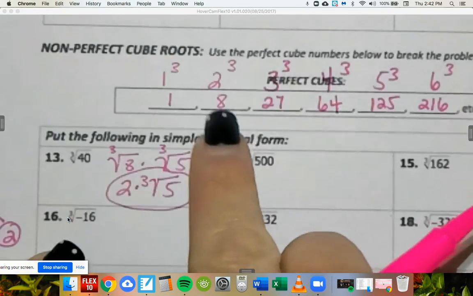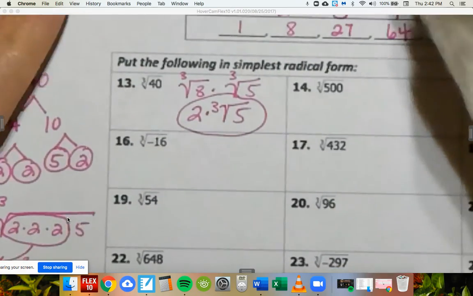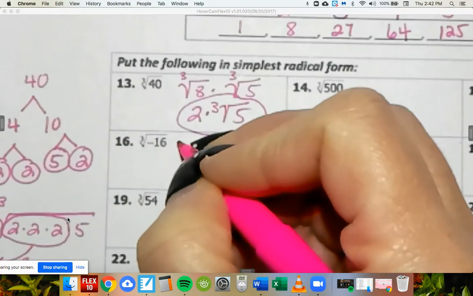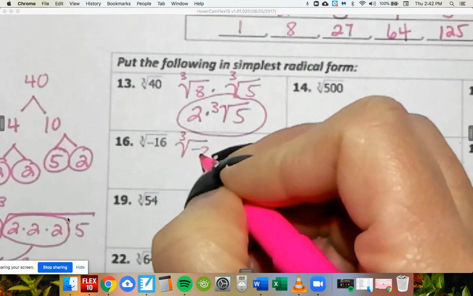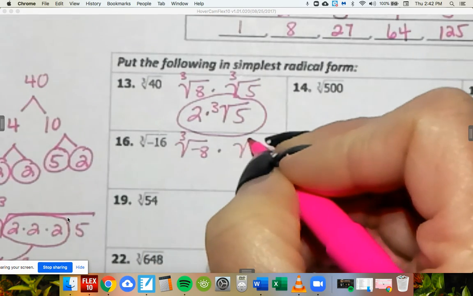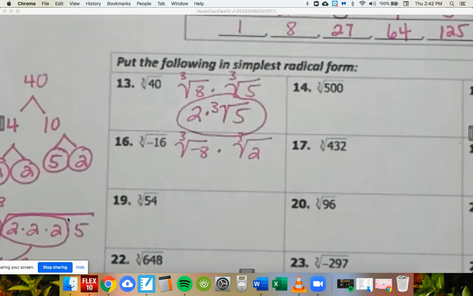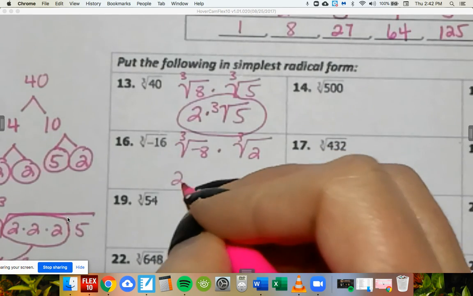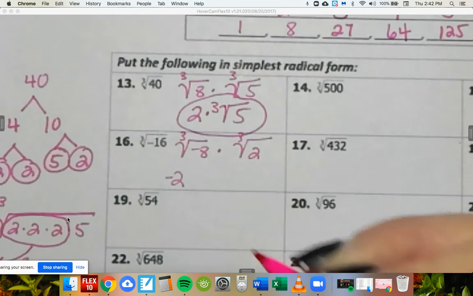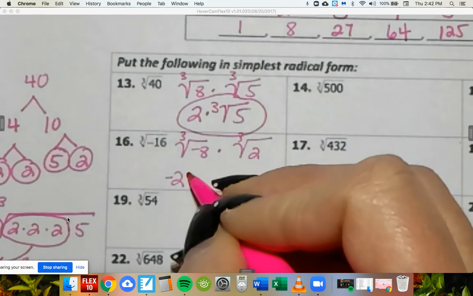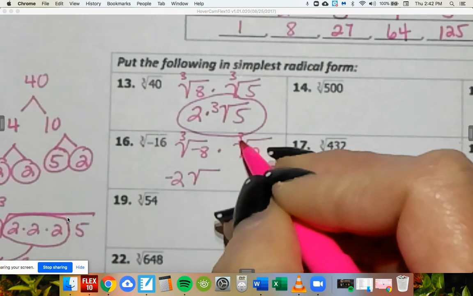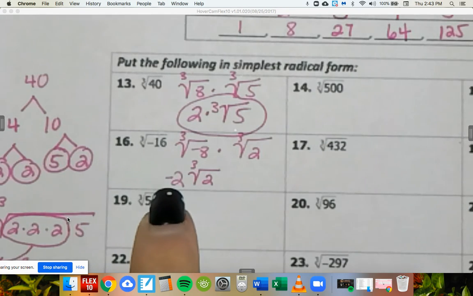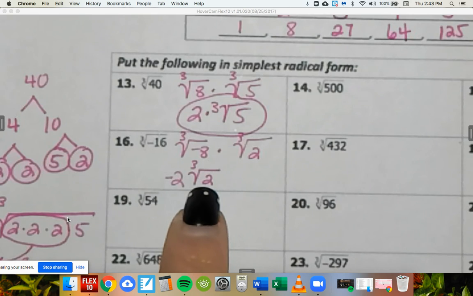I like 8. 8 is a factor of 16. Cool. Let's break this thing apart. We have the cube root of negative 8 times the cube root of 2. The cube root of negative 8 is negative 2. And then don't forget, this one doesn't clean up nice. You can't take the cube root of 2 very easily. So it just stays negative 2 cube roots of 2.